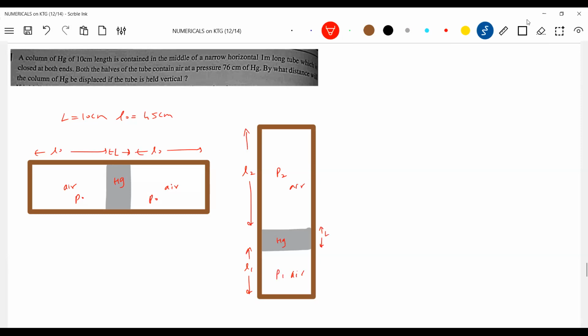This is a very popular problem, it's there in the chemistry book. Let's have our physics approach, nothing big. What should we do for this? Are there any forces acting? Yes, here P2A, P1A, and the weight of the mercury column, let it be M.